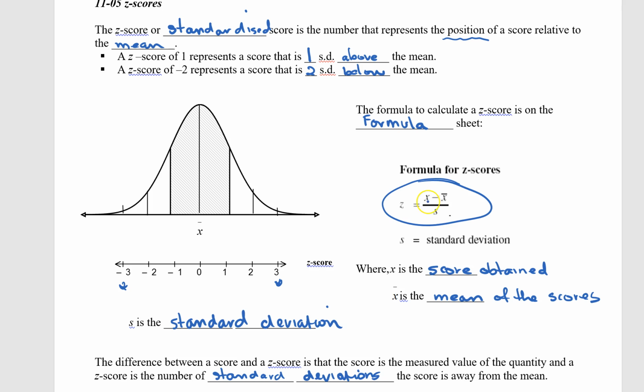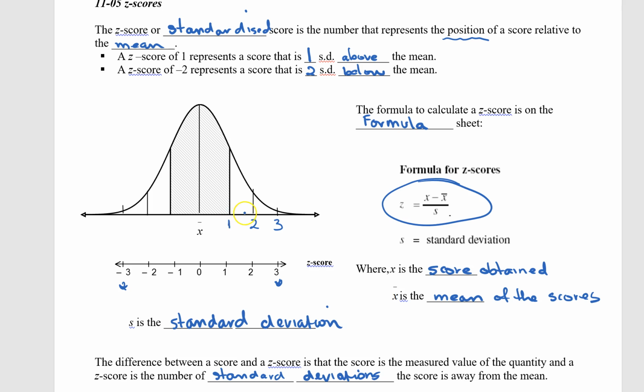And it is this x minus x with a bar over it, which we know is the mean, over S. It tells you S is the standard deviation. I think that's all it tells you. You have to know that x is the particular score, and x with a bar over it is the mean of the scores. On our graph, this scale here equates to 1, 2 and 3.